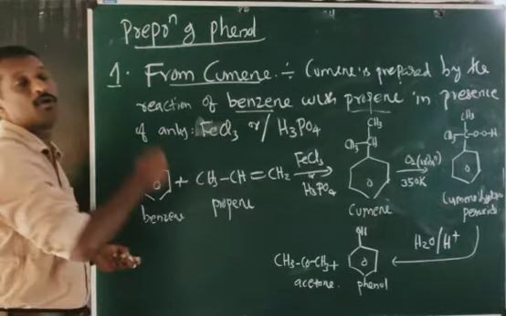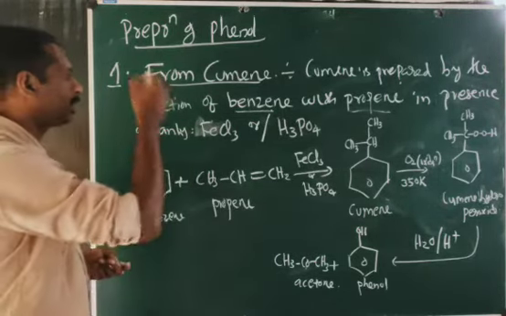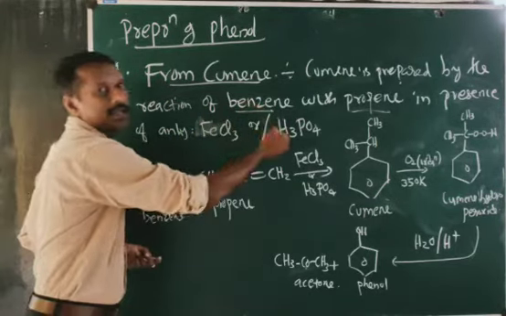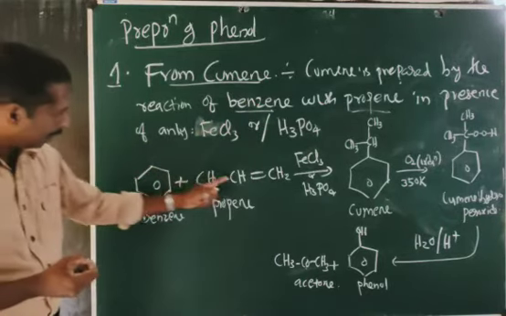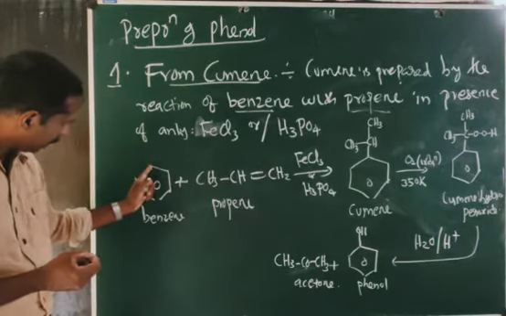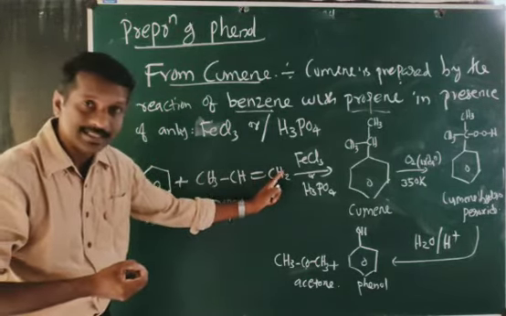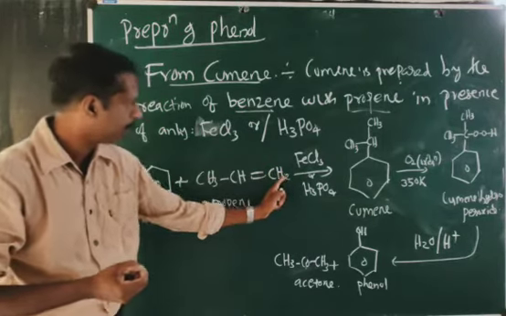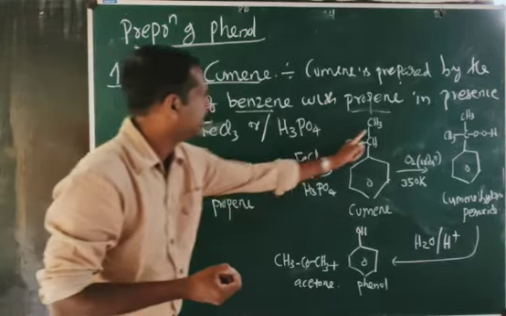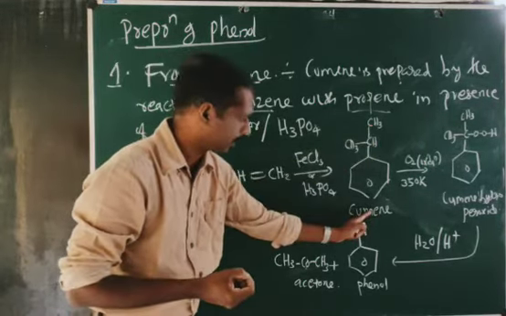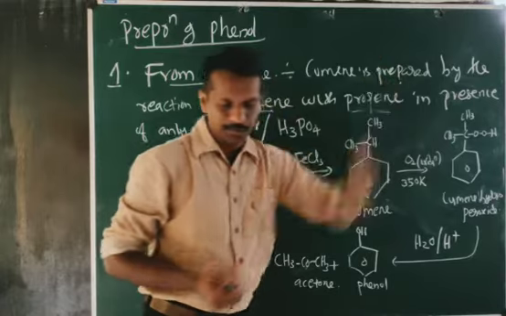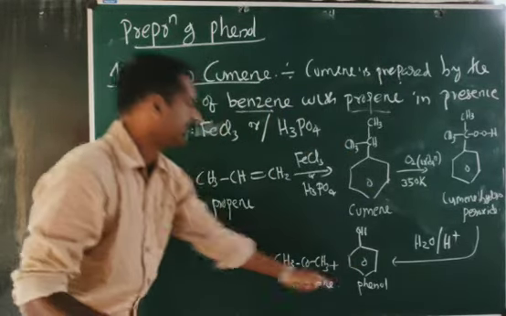Phenol is from cumene. How is cumene prepared? Cumene is prepared by the reaction of benzene with propane in presence of FeCl3 or H3PO4. Look at here, benzene reacts with propane. This carbon is attaching to the ring. Then one hydrogen atom will be replaced. That hydrogen atom will go to this carbon. Then it will change into CH3. That means we get CH, this CH3, and CH2 will also change into CH3. This is known as cumene. Then on oxidation, two oxygen atoms will come in between carbon and hydrogen. You get cumene hydroperoxide, which on hydrolysis gives phenol.